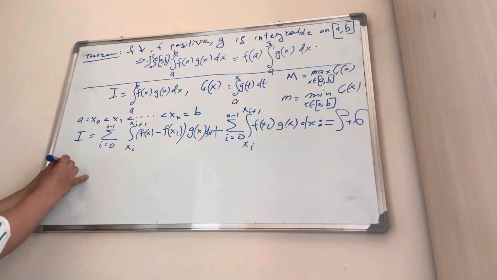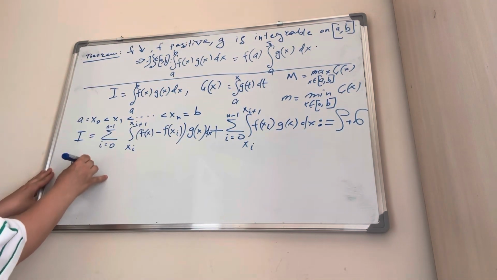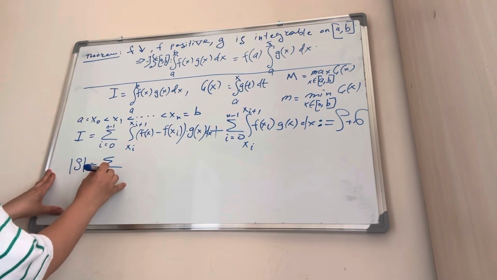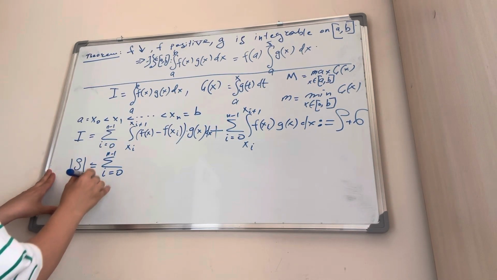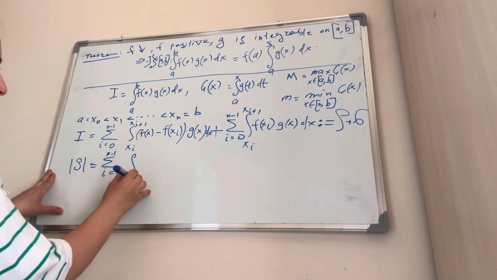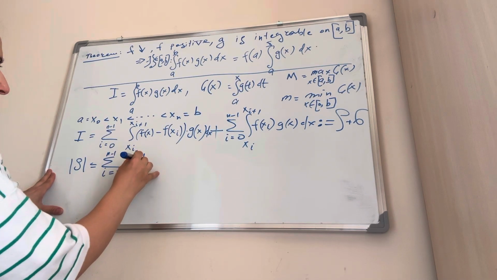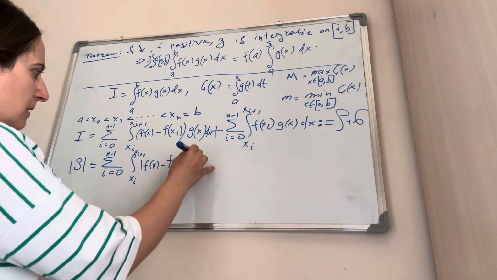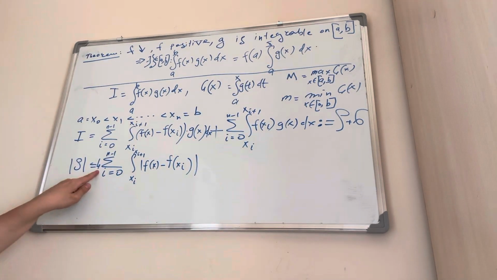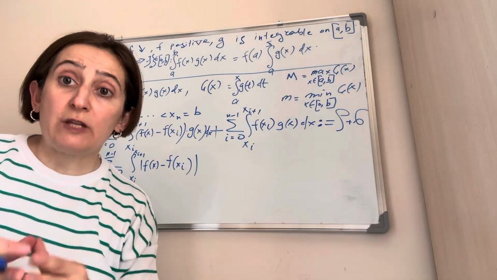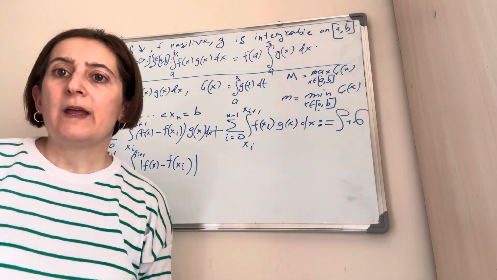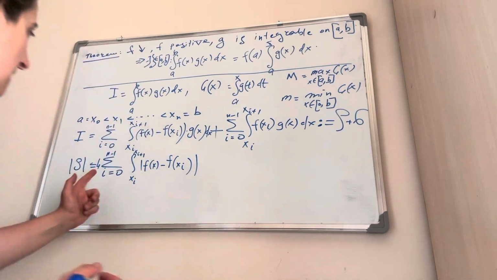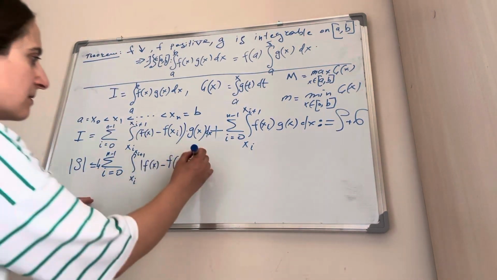Let's start from rho. So the absolute value of rho is less than or equal to, using the triangle inequality, the sum from 0 to n minus 1. So what we used here is that g is given to be integrable. If it is integrable, then it is bounded. So it is bounded by some capital L. This is capital L here, dx.